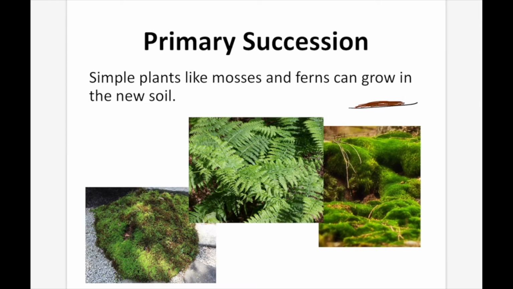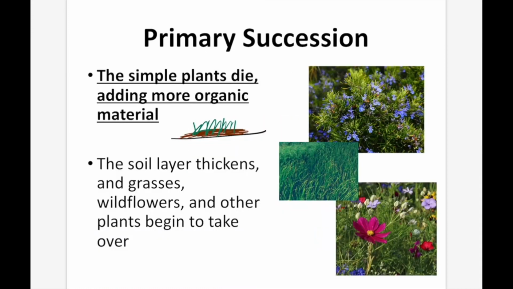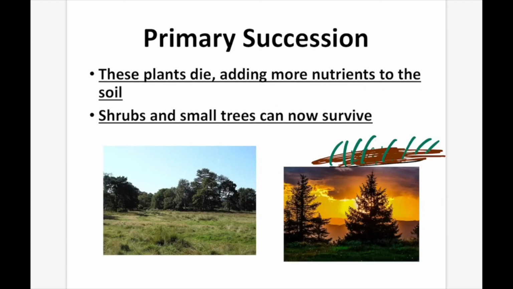Now, from that very basic amount of soil, you're going to get your very simple species starting to grow, your mosses and your ferns. Now, when these simple plants die, more organic matter is going to be added to the area. This is going to thicken our layer of soil. As the soil layer thickens, grasses and other wildflowers are going to be able to grow, and they're going to start taking over. These plants die, adding more nutrients to the soil. From these nutrients, we can now start growing things like shrubs and small trees. So now you see we're going to start building larger and larger, more complex organisms in the area.